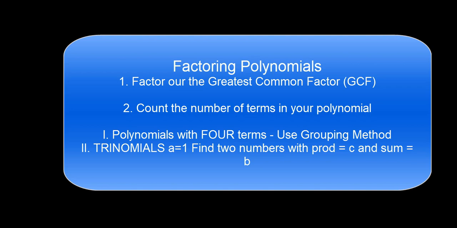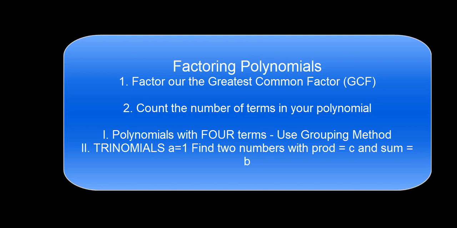In this video, we continue our work with factoring polynomials, and I just want to remind you of what we've talked about so far. When we're factoring polynomials, our first step is that we're always going to check for greatest common factor. And once we factor out the greatest common factor, then we're going to count the number of terms that are left in our polynomial. And depending on how many terms are in the polynomial, we will use different methods.